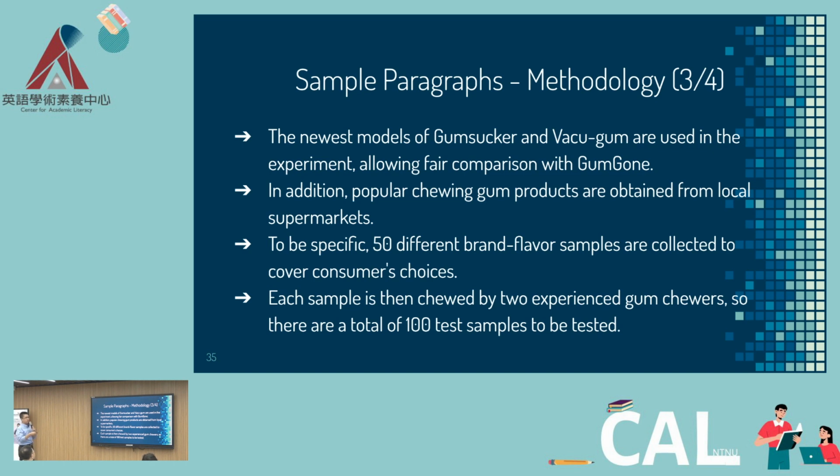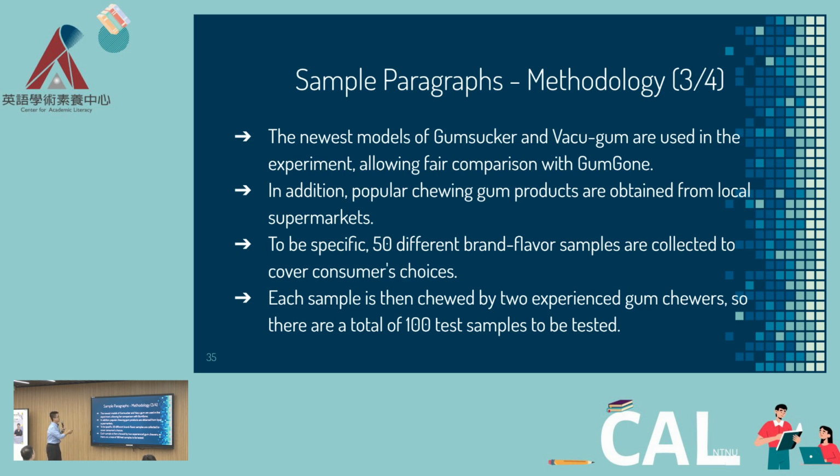So you have a very detailed description of your experiment process. The newest model, gum sucker and vacuum gum, are used in the experiment, allowing fair comparison with Gum. The newest model, because the other was proposed earlier, in 1900. So you use the newest model, allowing fair comparison. Here you not only provide your choices, but also justify them. Why did you make those choices? You want to have a fair comparison.